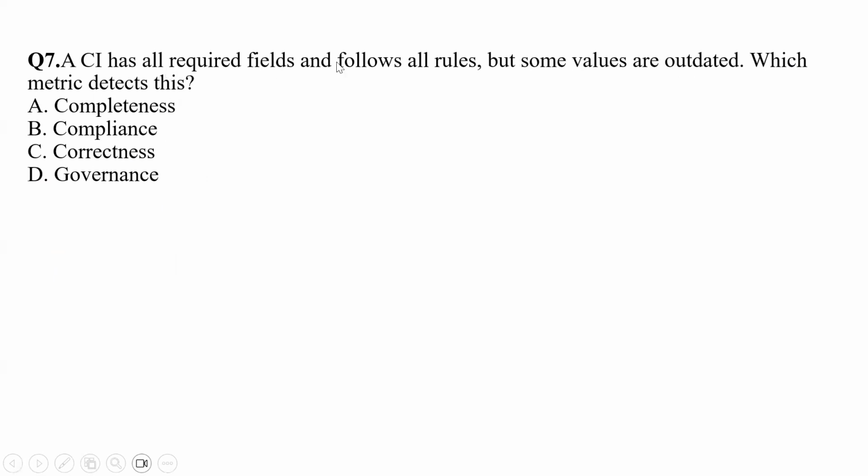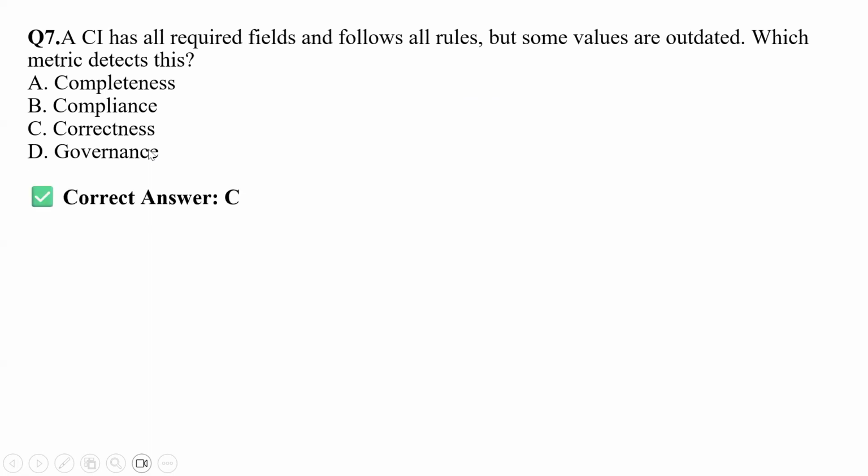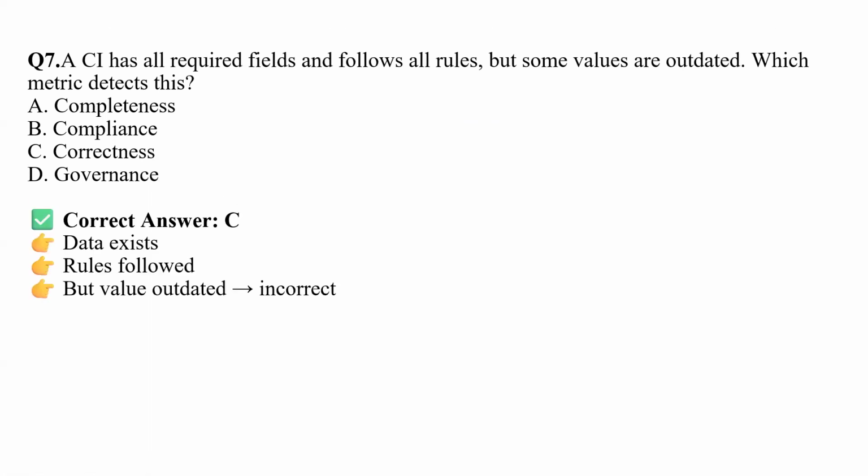Here, one more time, we can check. A CI has all required fields and follows all the rules. So required field means it's a completeness, and followed all the rules means it's a compliance. But some values are outdated. Outdated means those values need to be corrected. So the answer is correctness. Option C is the correct answer. Here data already exists, rules followed, but the value is outdated. That's why we need to match with the incorrect data.